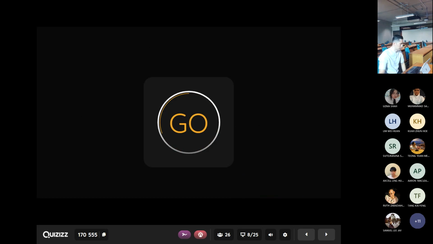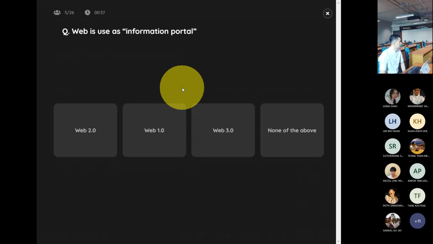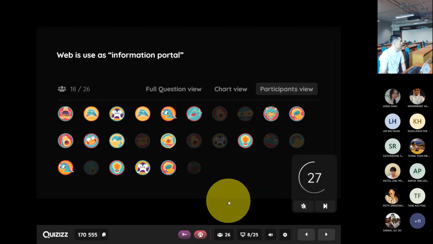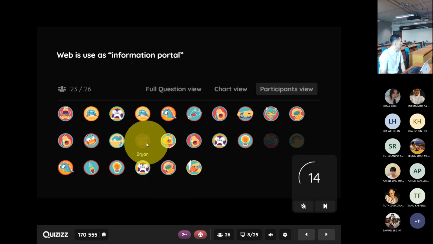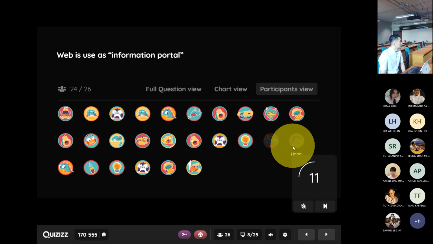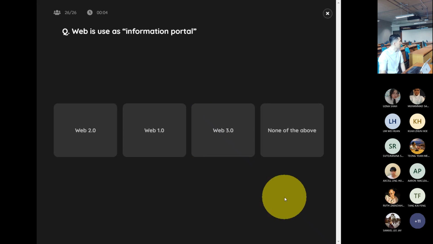Next question. The web is used as an information portal. Is this 1, is this 2, or is this 3? The web is being used as an information portal. A few more to go. So again, you see 1, 2, 3, and none of the above.